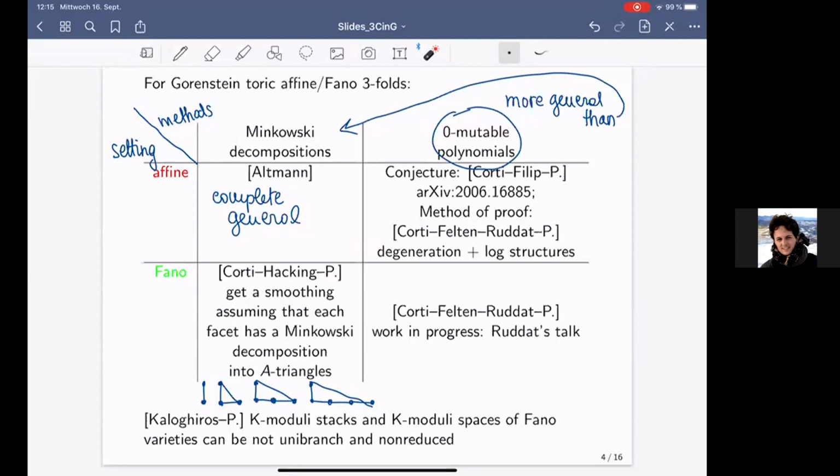I think I have everything which is possible, in the sense that out of 105, I guess 98 have a very ample anti-canonical bundle, and I think okay, so that's all of them. Cool. But of course, this doesn't apply to every Gorenstein toric Fano threefold, because sometimes you have a facet which cannot be decomposed into these things.